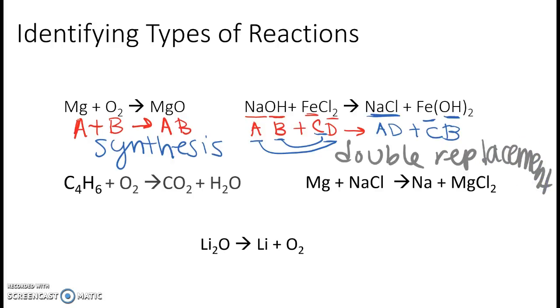In our next example, our first step is to check to see if it's combustion. It is because it contains C, H, and O. It doesn't contain any other elements. So that means it's automatically combustion.